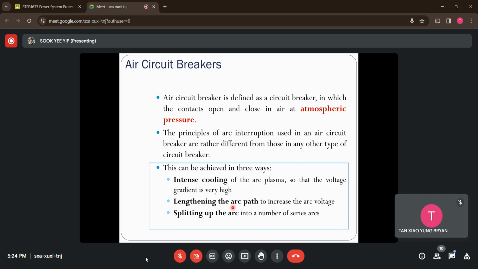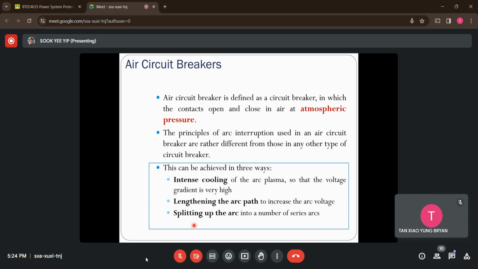That's how we increase the arc resistance. And the third way is by using the iron chute or the arc splitter. So we split the big arc into smaller arcs. Okay, so that is how air circuit breakers work.